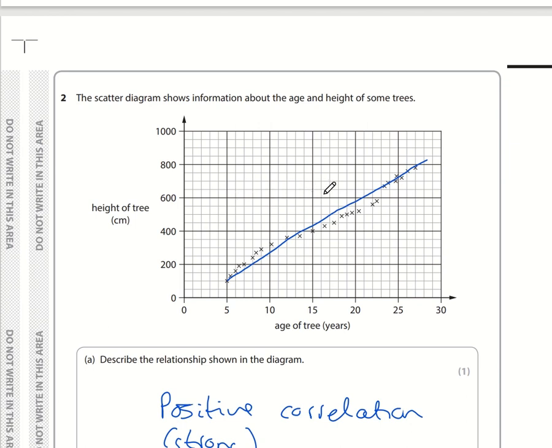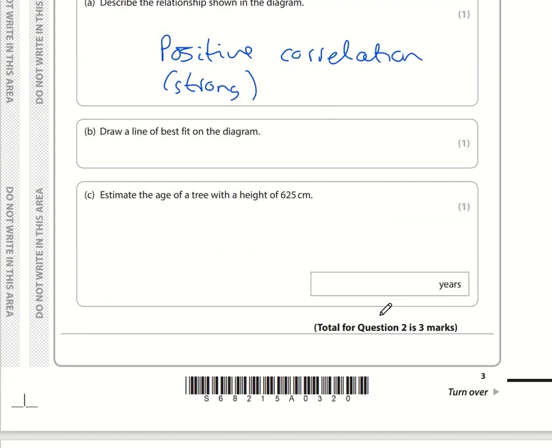So I'm just going to go across until I hit the graph, which is about here, and just take a reading down. It's very hard to be precisely accurate, especially when you've drawn a slightly dodgy line of best fit as I have. So that is 20, 21, 22. So that is 22 years.